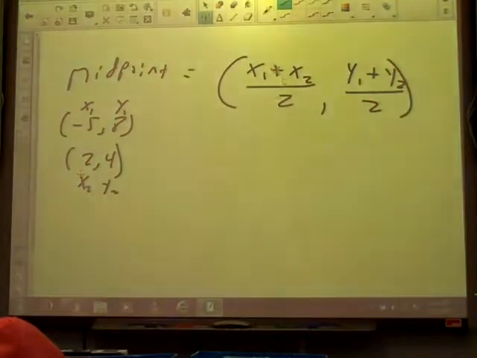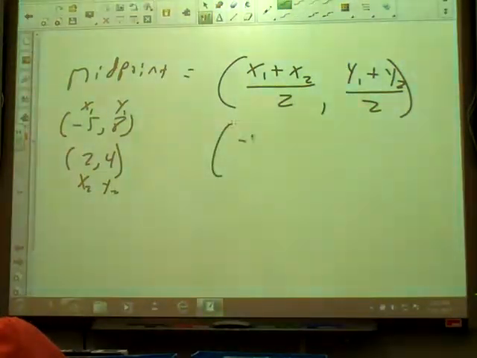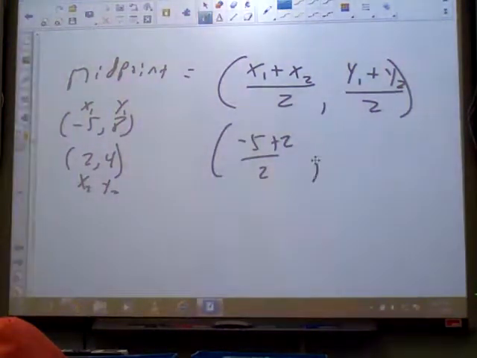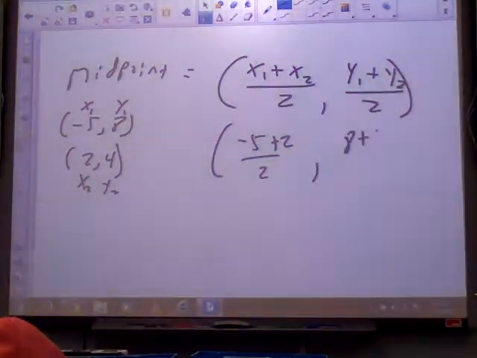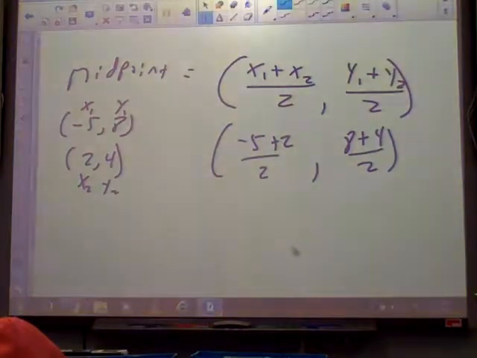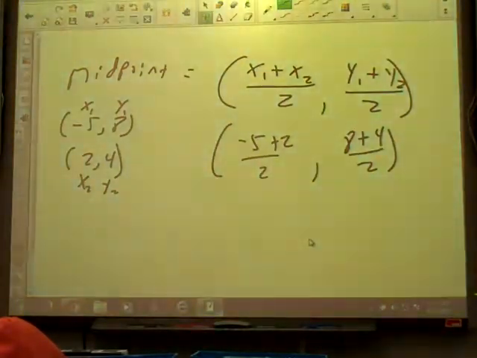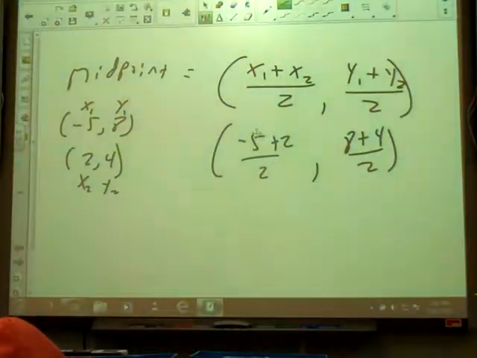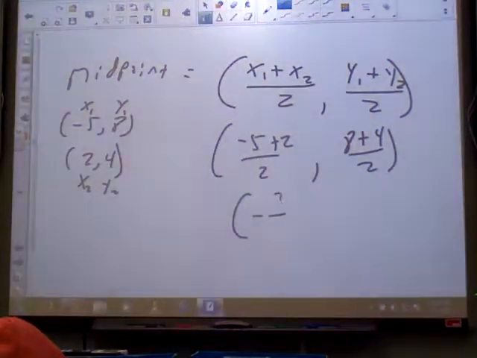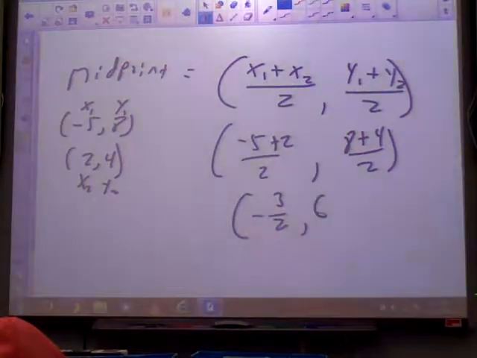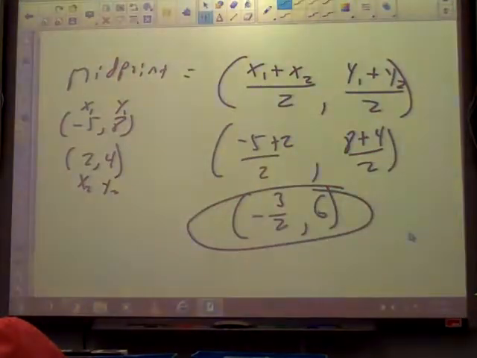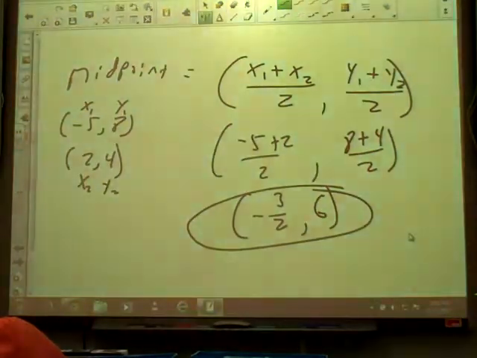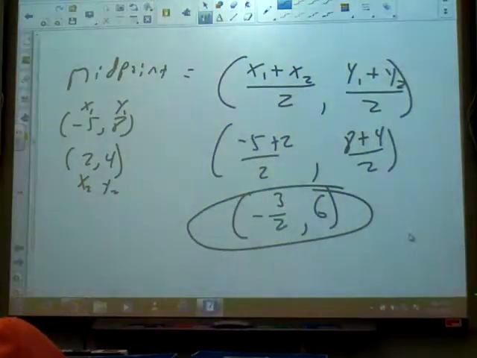So I'm going to add my x's: negative 5 plus 2, and half it. Add my y's: 8 plus 4, and half it. You just have some basic math. You get a little bit of a fraction here because that's negative 3 divided by 2, so negative 1.5, and then 6. That's your midpoint. That's the kind of stuff I like doing. It's not very hard, easy. It's actually useful.